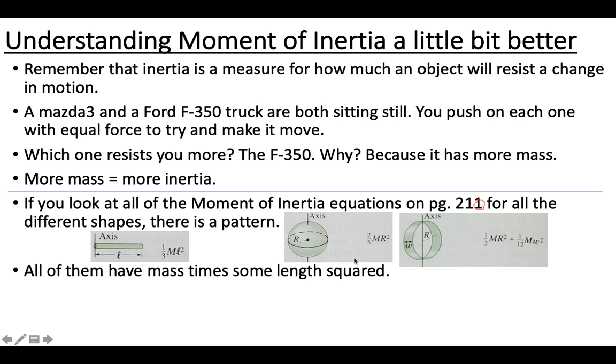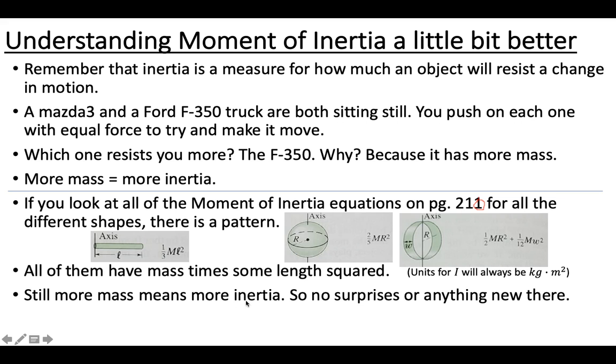So even though the equations are all a little bit different, what is really important to see is the pattern. They all have mass times some kind of length measurement squared, okay? And so that should help us understand where the units for I are always going to be kilogram meters squared. So it doesn't matter what shape you got, it doesn't matter which way it's spinning, your moment of inertia, your I, will always have the same units, kilogram meters squared.